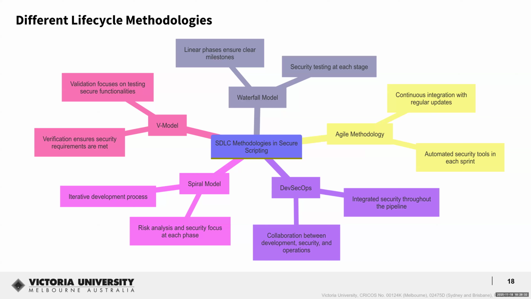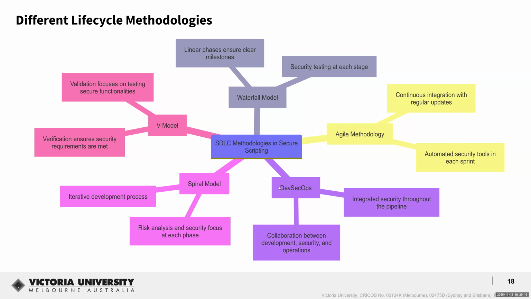There are a couple of methodologies for software. You just see a few of them. On the top, you see the waterfall model. It says it has a linear structure and security testing in each stage. Also, you see the agile methodology, with continuous integration, regular updates, and automated security tools. You have DevSecOps: development, security, and operations. We have the spiral model, which is something between waterfall and agile. And you have the V model.